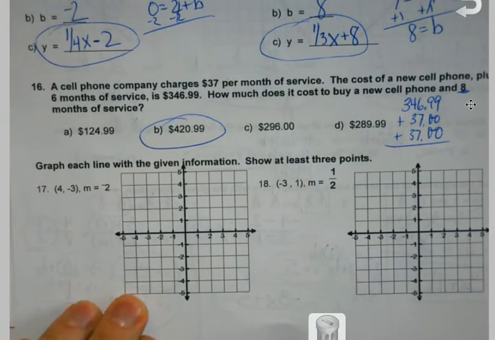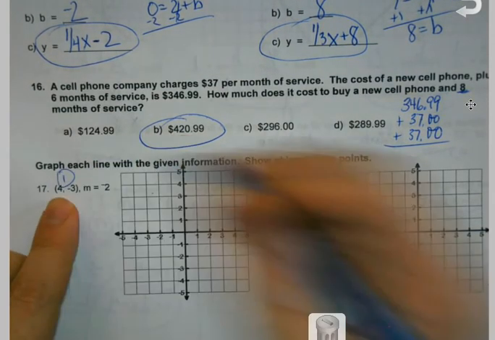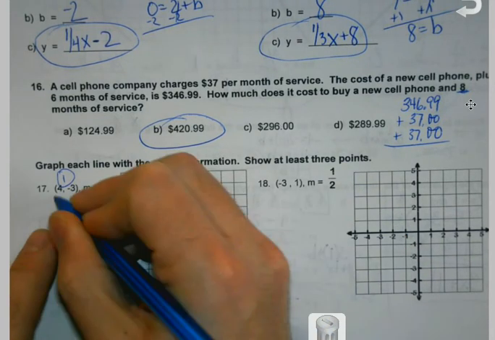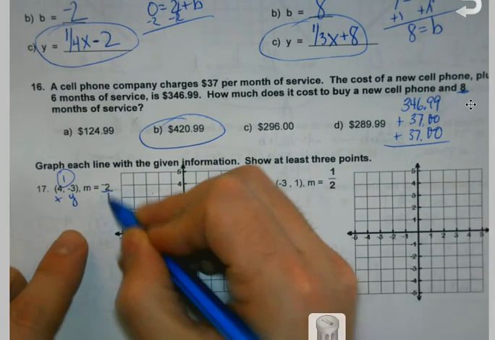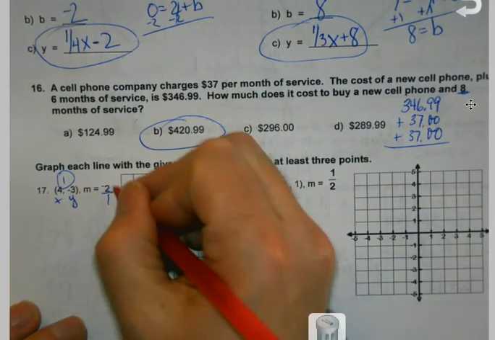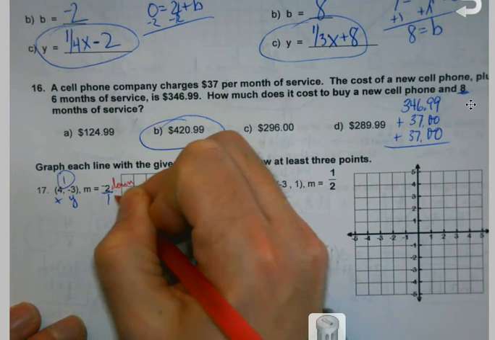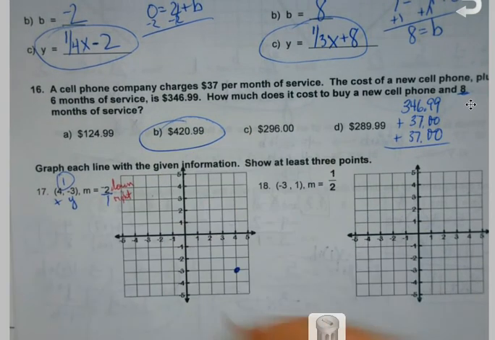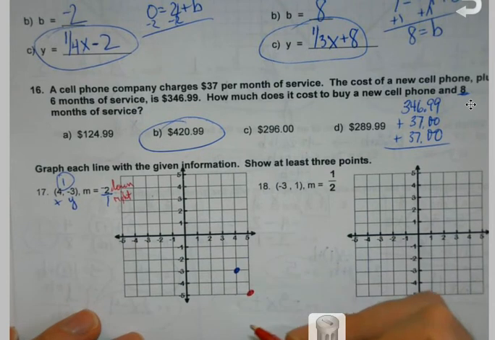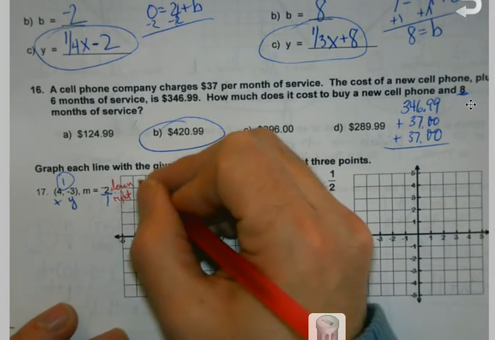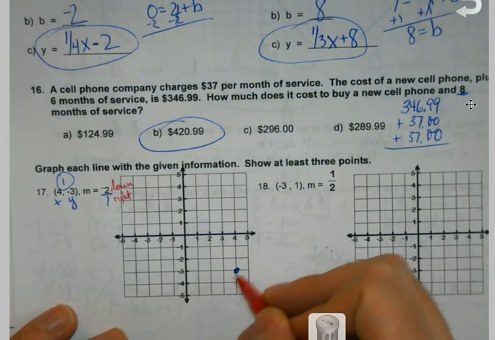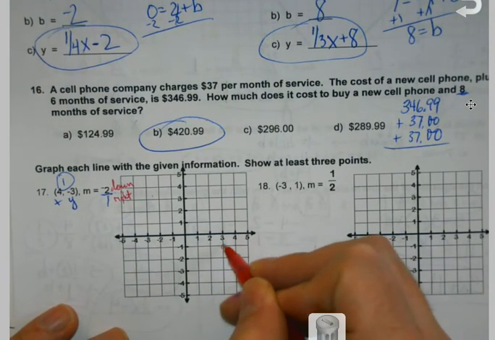Graph with the given information. Plot your point first for -3, x, y. And my slope is negative 2 over 1. Well, what does that mean? It means 2 down and 1 to the right. You're like, well, wait a minute, you said at least 3 points. How am I going to make my third point? Remember, I can also do opposites of both of these. So if I go down 2 and right 1, I also could go up 2 and left 1.